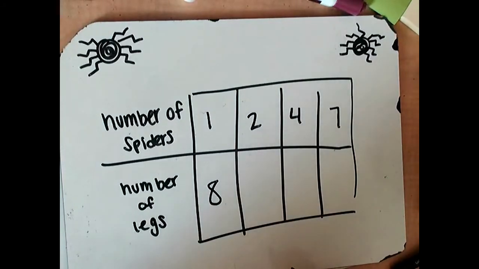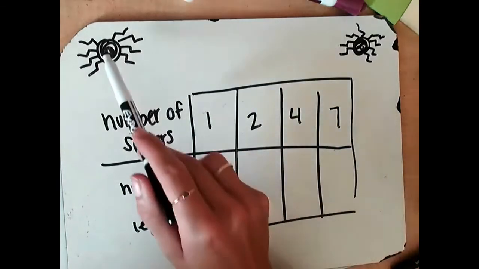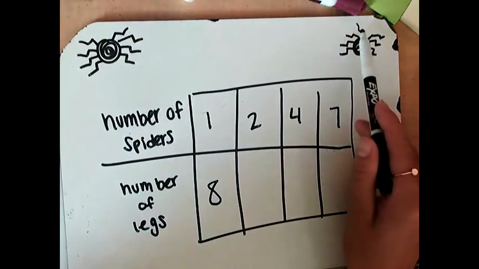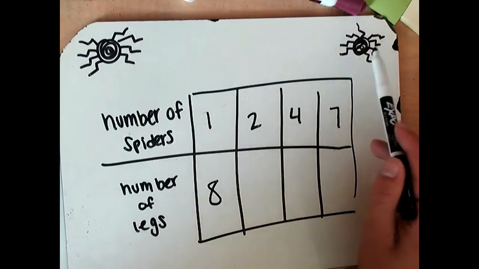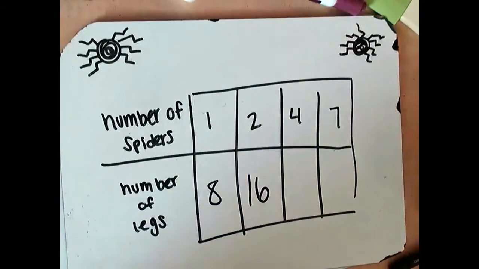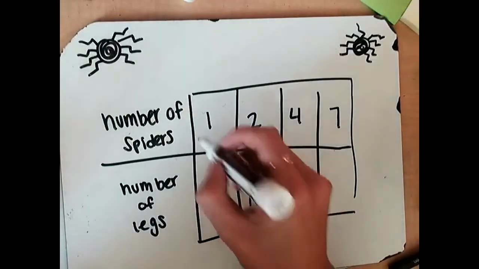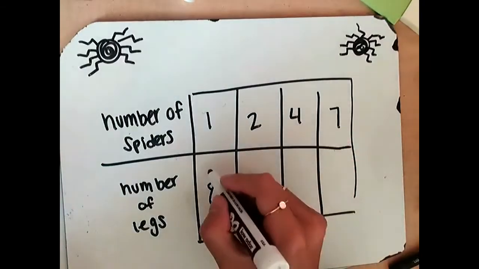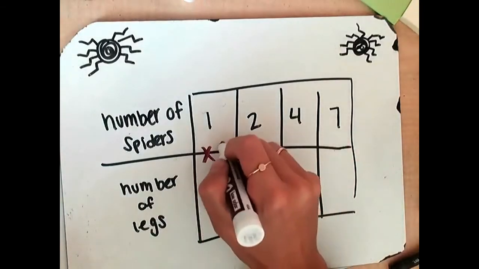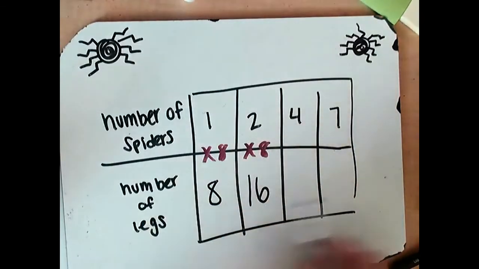If I had 2 spiders, I could draw two spiders, and I could count up. I know that one has eight, and I keep counting 9, 10, 11, 12, 13, 14, 15, 16. I know that two spiders would have 16 legs total. My rule for this case would be multiply by 8. We are looking at our chart this way: 1 times 8 would be 8. 2 times 8 would be 16, and so on and so forth.